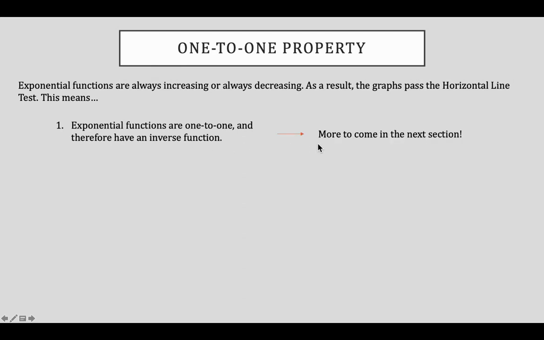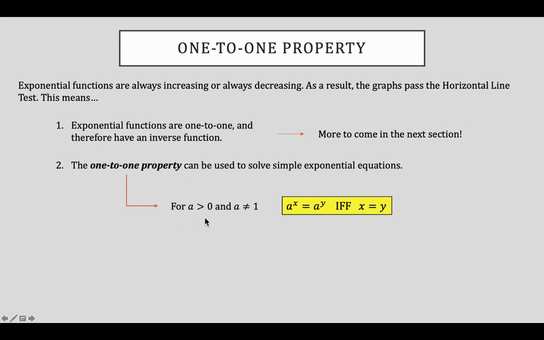Well, we'll talk a lot more about this in the next section of the chapter. This also means that the one-to-one property can be used to solve simple exponential equations. So what is the one-to-one property? For a is greater than 0 and a does not equal 1, a to the x power equals a to the y if and only if, that's what IFF stands for, if and only if x is equal to y.